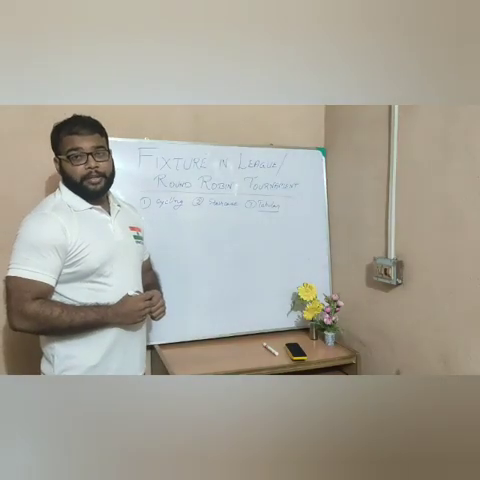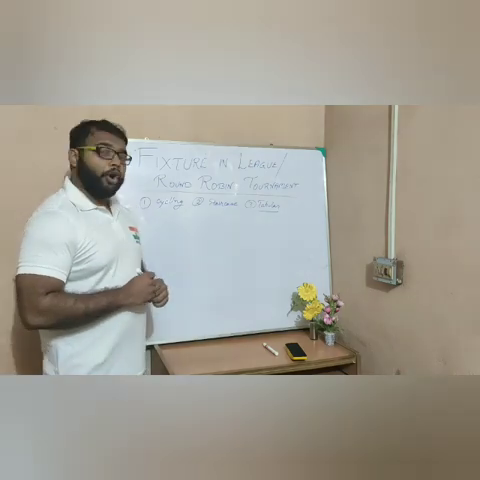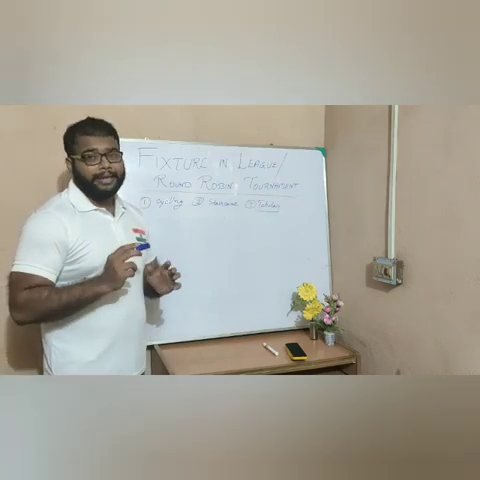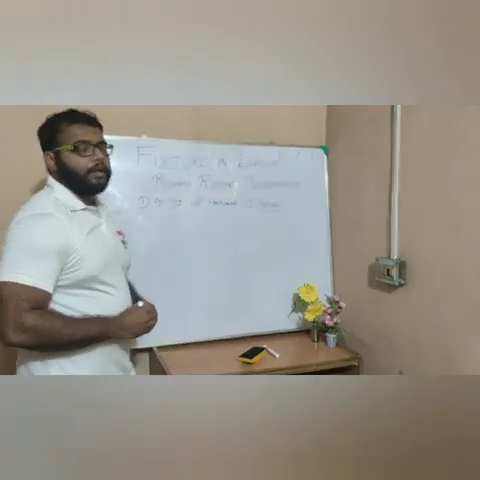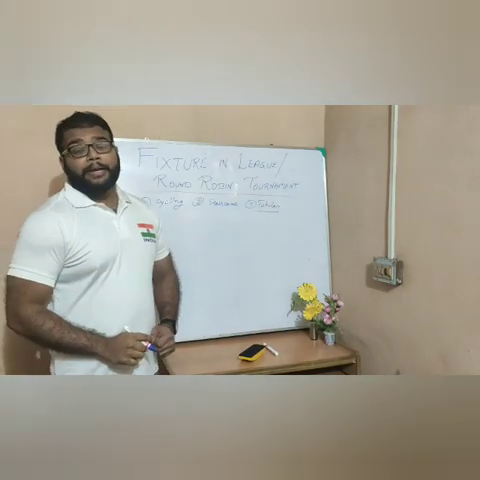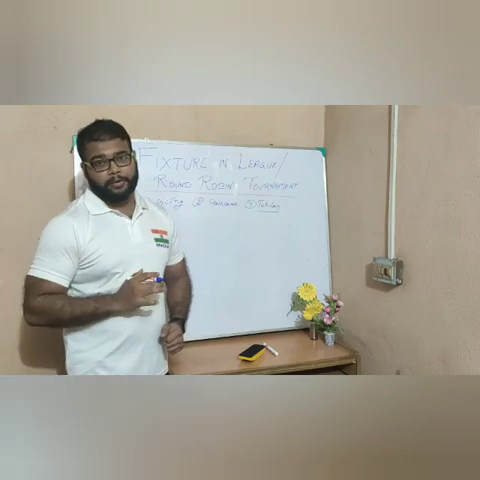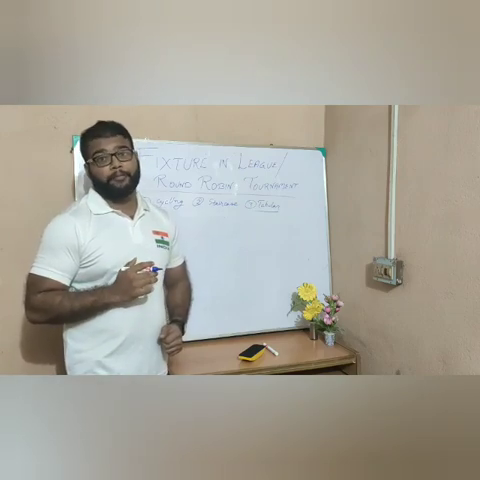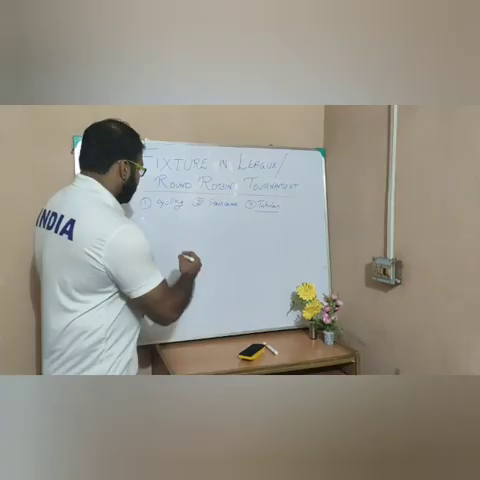For even number of team, total number of rounds will be n-1, while for odd number of team, total rounds will be n. Here n stands for the number of team itself. Now the next concern is number of matches. Total number of matches will remain the same for both even and odd number of team, and the formula for total number of matches is n into n-1 by 2.